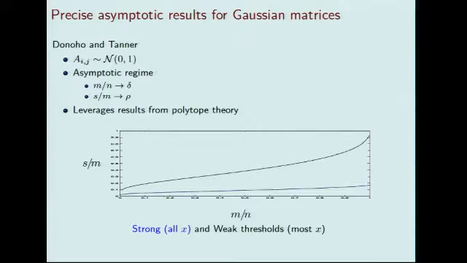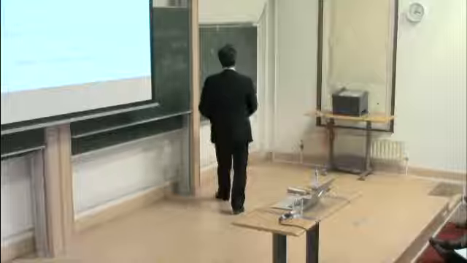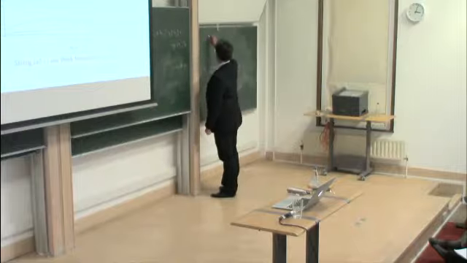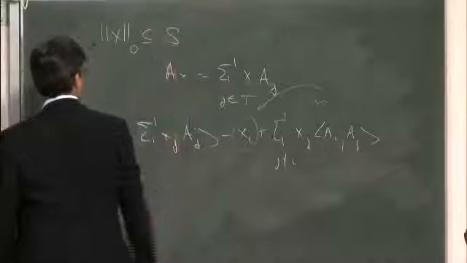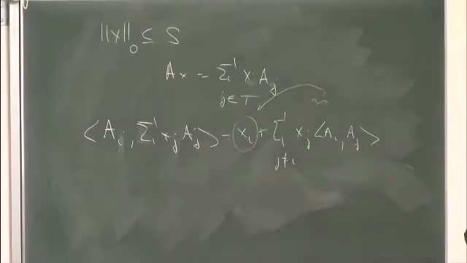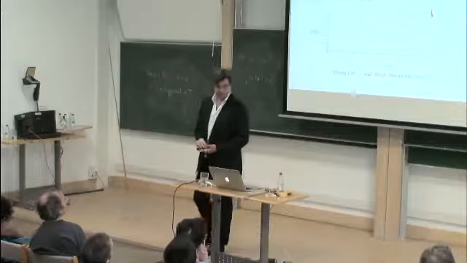All right. In a different direction, I want to mention results by Donoho and Tanner. They have studied the threshold for which L1 works, the regime in which L1 works. So this is for exact sparse recovery. So now we're going to assume that the signal is exactly sparse. So we're going to assume that the zero norm of x is less than S. And we're going to assume that the matrix is Gaussian.